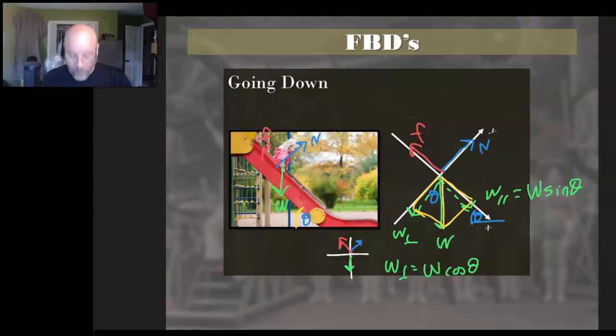Now the weight is actually mg. And so we could write that in here as mg sine theta. And this guy could be mg cosine theta. So just commit that to memory. You're going to save yourself a lot of trouble.